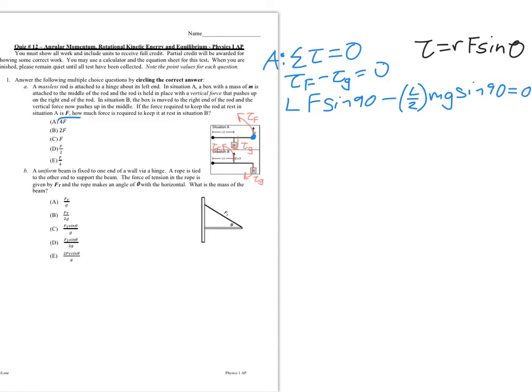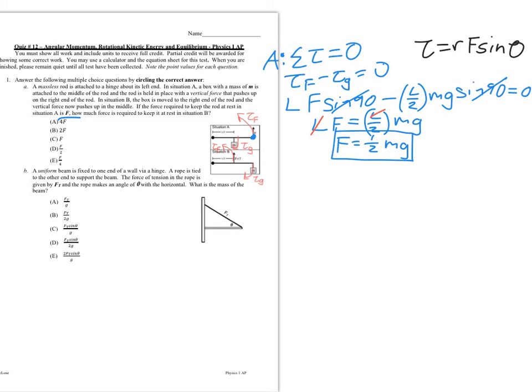That all equals 0. My sine of 90s just become 1, so they go away. And what I'm left with is L times F equals, moving this over to the other side, L over 2 times mg. The L's will divide out, and I find that F is just going to be 1/2 mg. So that's my original force.